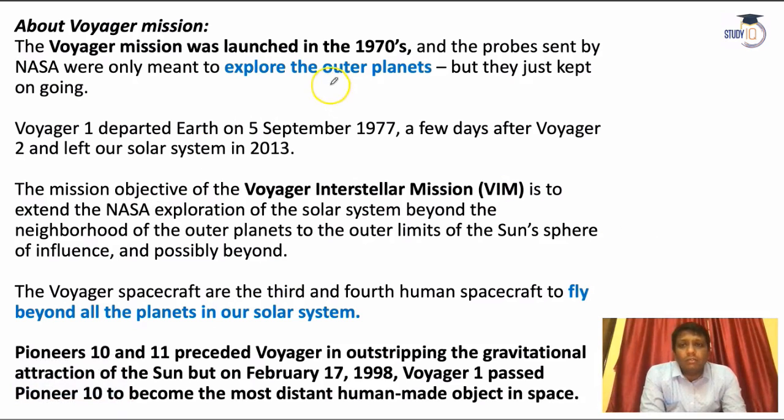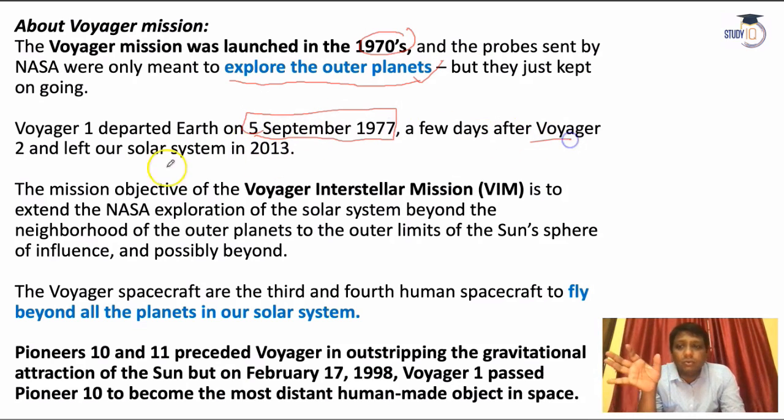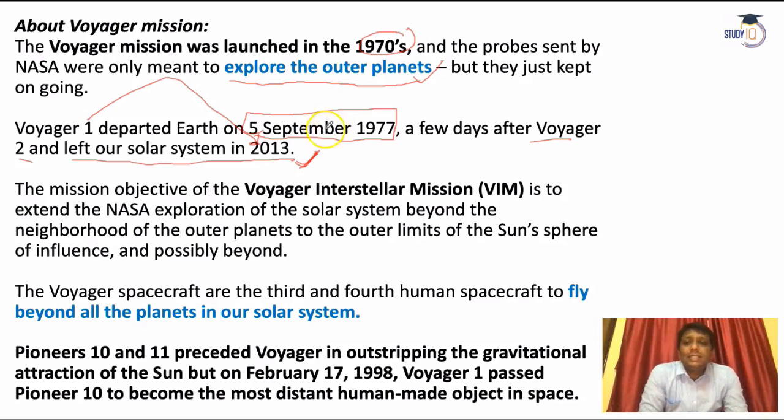What about the Voyager mission? Overall, the Voyager mission was launched in the 1970s for the study and exploration of the outer planets. Outer planets means beyond our solar system's inner part. Voyager 1 departed on the 5th September 1977, and just a few days later Voyager 2 was sent. Voyager 1 left our solar system in 2013, entering interstellar space, and Voyager 2 entered this month, recently. This is the reason there was a gap of around 5 to 6 years.